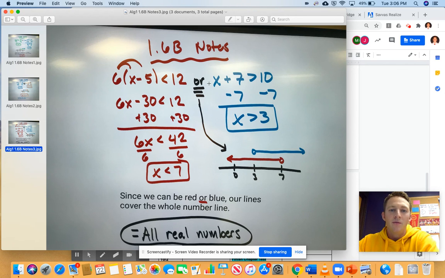Big thing is be really careful with your ands and ors. Ands have to be on both lines, and ors can be on one or the other. So there's a little more flexibility with the ors.